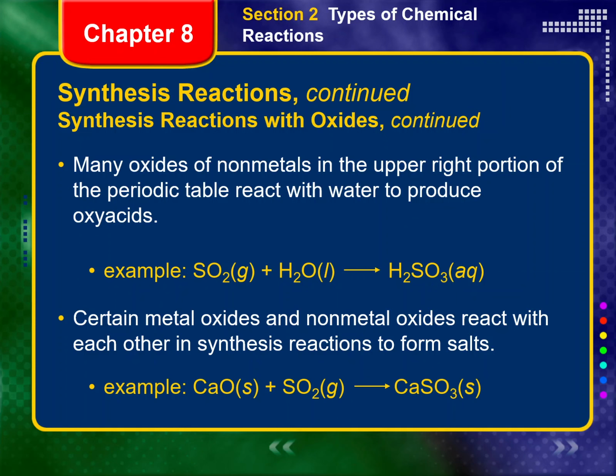Certain metal oxides and nonmetal oxides react with each other in synthesis reactions to form salts. For example, calcium sulfite is formed by the reaction of calcium oxide and sulfur dioxide, according to the equation at the bottom of your screen here.